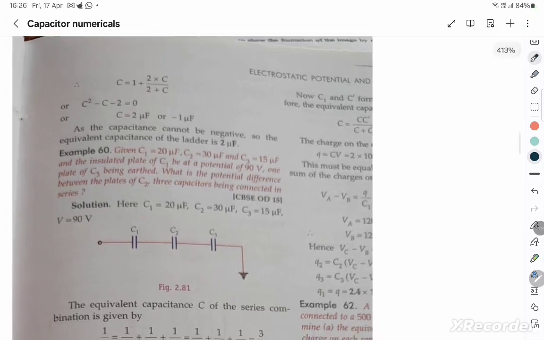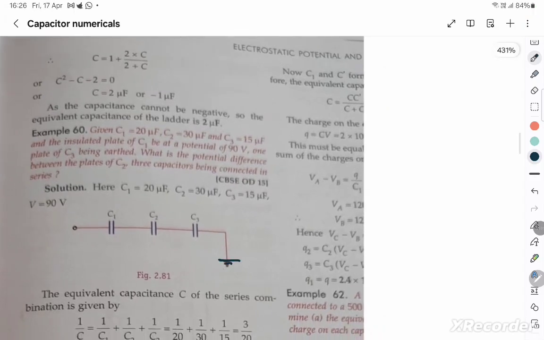60th question is here. You can see that they have earthed this, which means the potential here is 0. Given C1 is equal to 20 microfarad, C2 is equal to 30 microfarad, and C3 is equal to 15 microfarad. They are all connected in series, and the insulating plate C1 be at a potential of 90 volts, one end, and C3 is earthed. Earth means potential is 0. What is the potential difference between the plates of the capacitor C2?